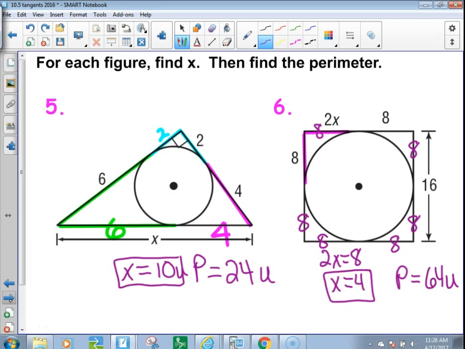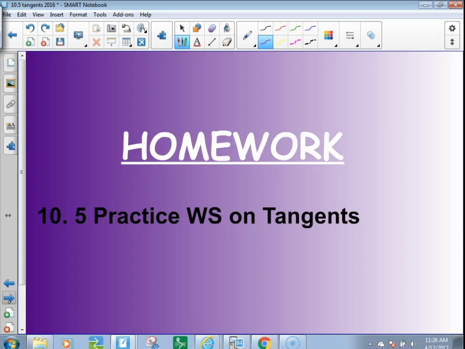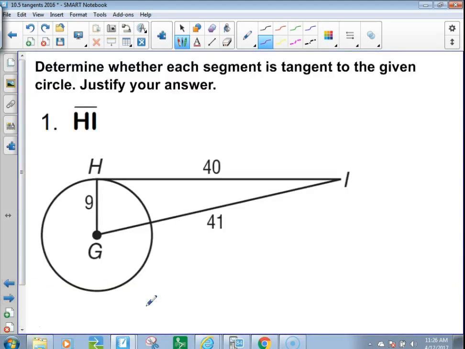Okay, then. Homework is next. I'm going to show you how to do the first two because we didn't have an example of that yet. You may think of a way to prove this. You're right, it is Pythagorean theorem, Nathan. Determine whether each segment is tangent to the given circle. What are we trying to prove then?